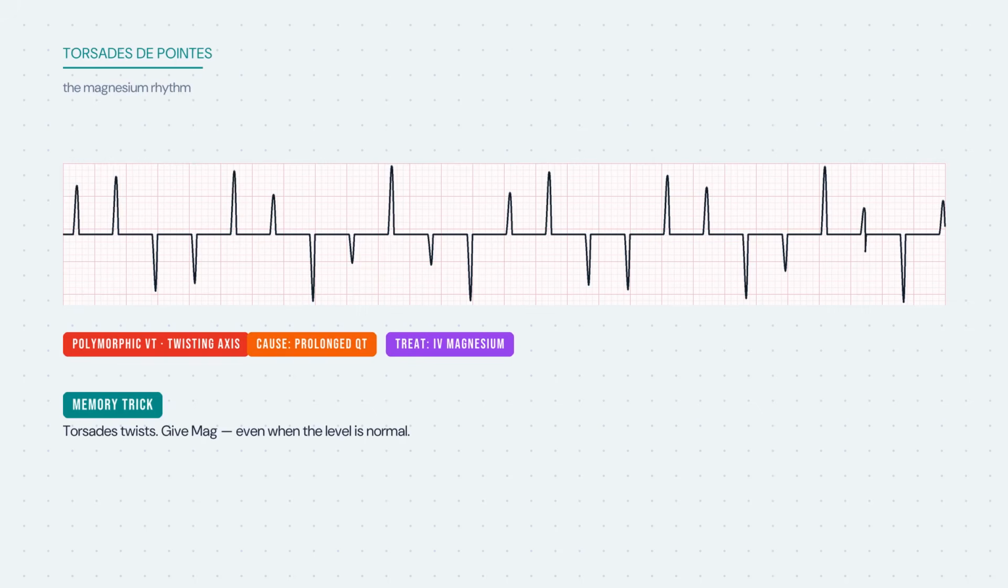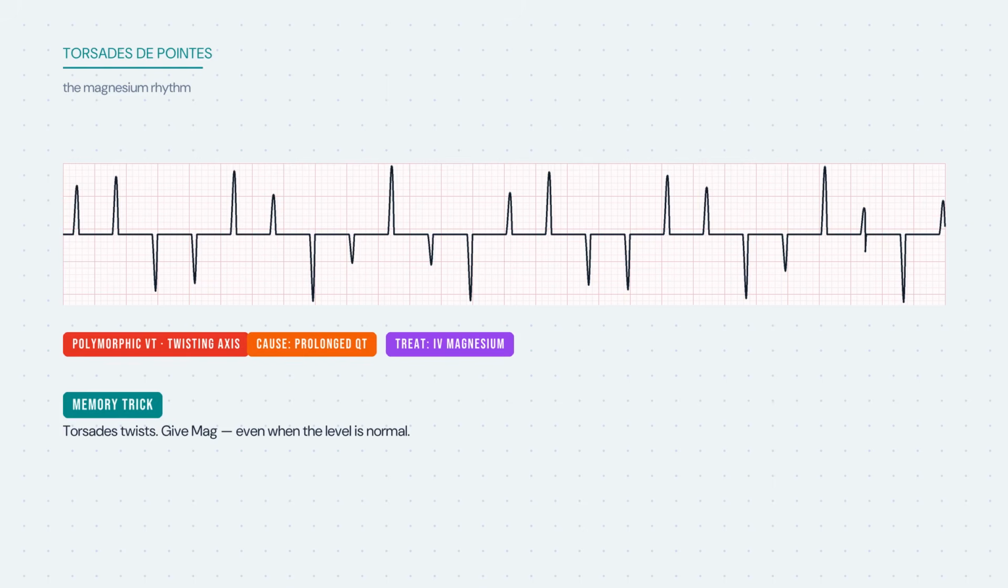Torsade de pointes, twisting of the points. It is a specific form of polymorphic ventricular tachycardia, where the complexes appear to spiral around the baseline, getting taller and shorter in a repeating pattern. It arises from a prolonged QT interval, and the treatment is the thing to lock in. Intravenous magnesium sulfate, even when the magnesium level is normal.